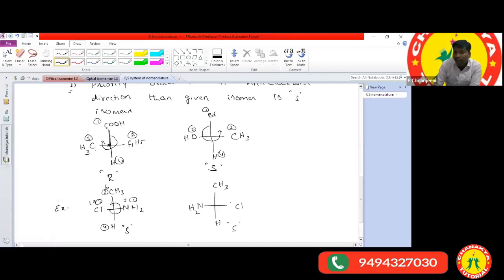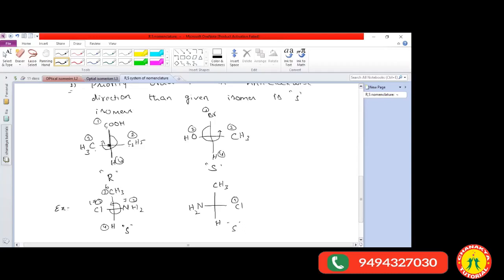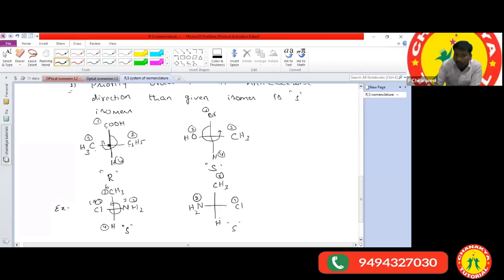In the second one, for which one can we give the first priority? Cl, then NH2, then CH3, then H. Okay, very good. So the least priority group is present on the vertical line and the priority order 1, 2, 3 is going in a clockwise direction. If it is going in a clockwise direction, is the given isomer R or S? R. Samhita, you also gave the wrong answer.